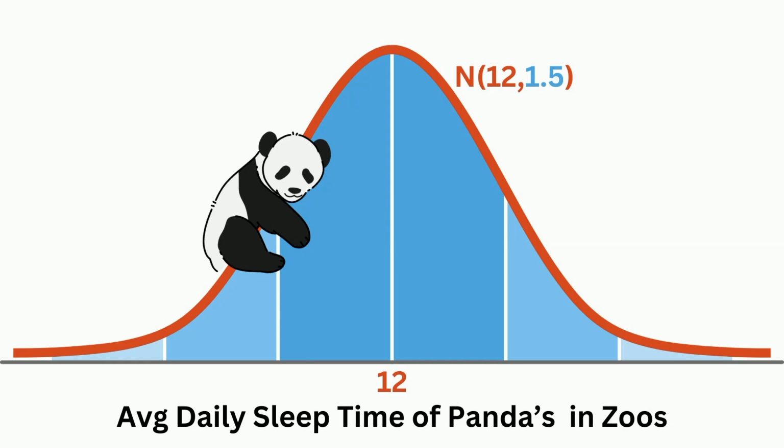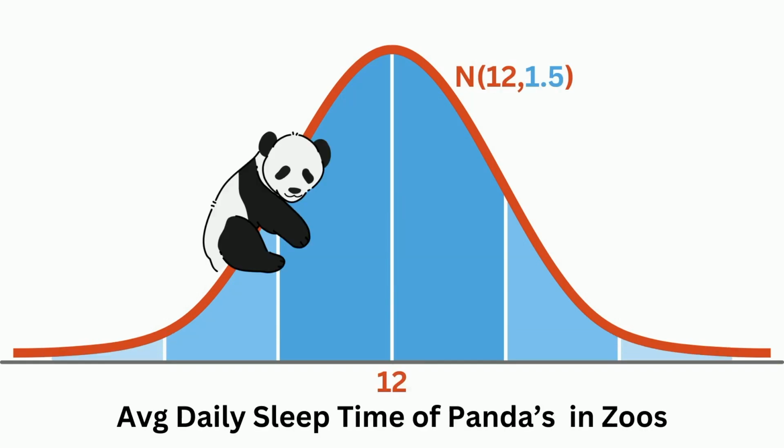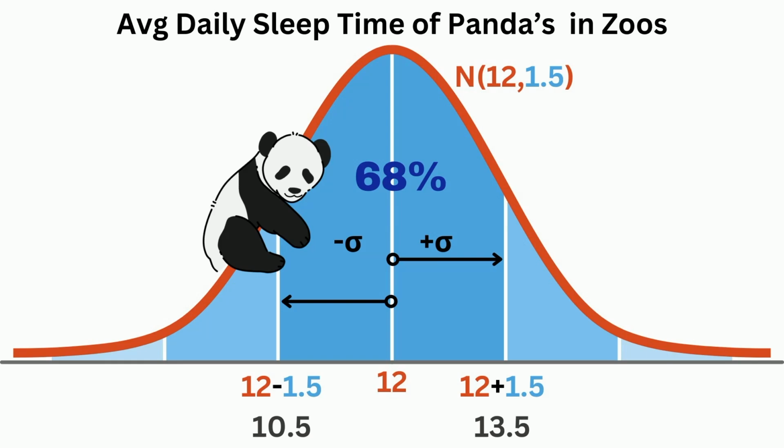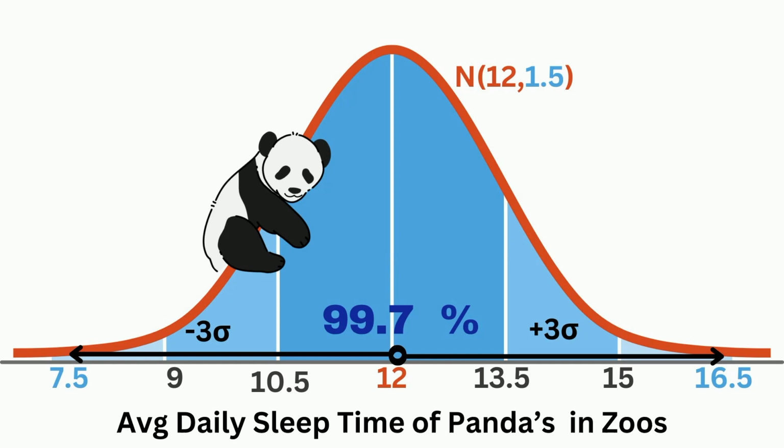Now, let's talk about the empirical rule. This rule states that for a normal distribution, approximately 68% of the data or observations fall within one standard deviation of the mean, 95% fall within 2 standard deviations, and 99.7% fall within 3 standard deviations. So using our panda example, we can calculate intervals. 68% of our pandas sleep between 10.5 and 13.5 hours per day. 95% of pandas sleep between 9 and 15 hours per day. And 99.7% of pandas sleep between 7.5 and 16.5 hours a day.